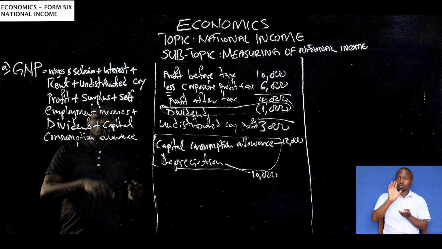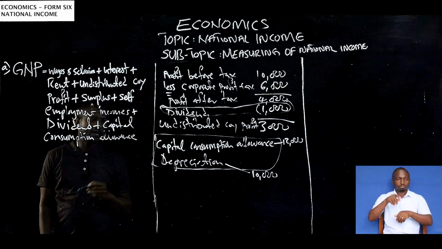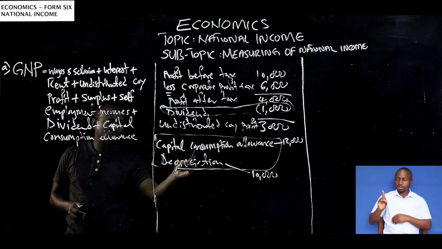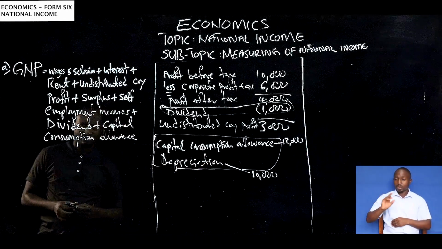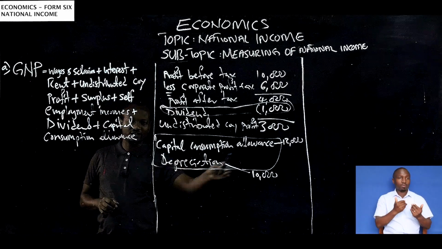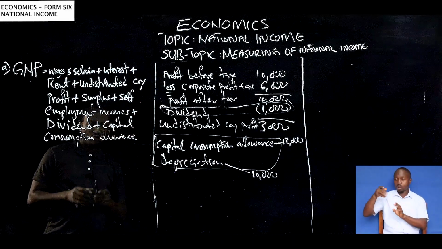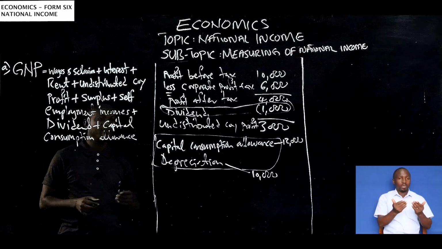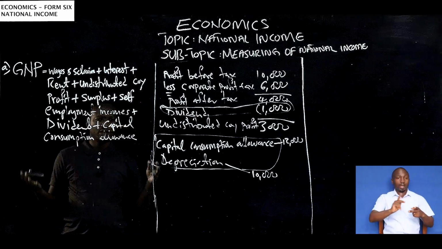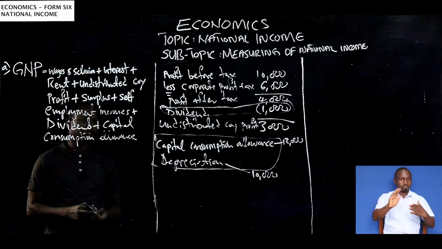We add capital consumption allowance in determination of GNP and not depreciation. If both are there, we take capital consumption allowance. Why? Because capital consumption allowance is the amount of funds set aside to maintain capital goods, maybe roads or factory machines which have depreciated. So we take this allowance to make maintenance.